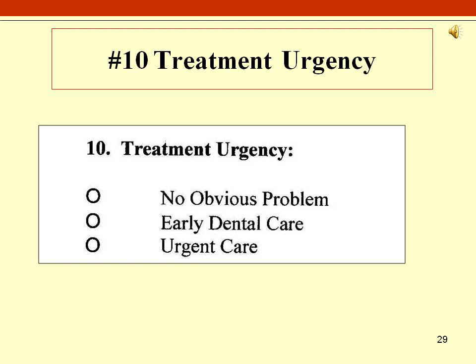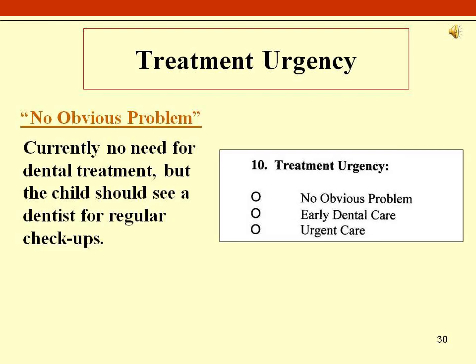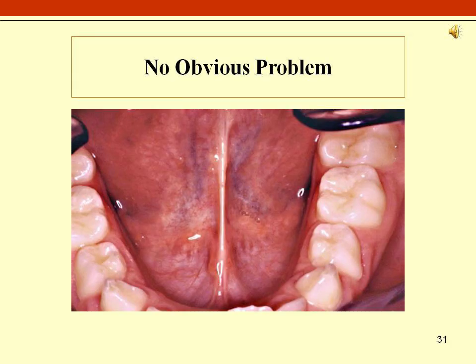The category of treatment urgency is number 10 on the screening form. There are 3 choices in this category. They are no obvious problem, early dental care, and urgent care. When marking no obvious problem, you are indicating that there are no obvious signs of need for current treatment. By this you mean there is no need at this time for dental treatment, but the child should see a dentist for regular checkups. This is an example of no obvious problem.